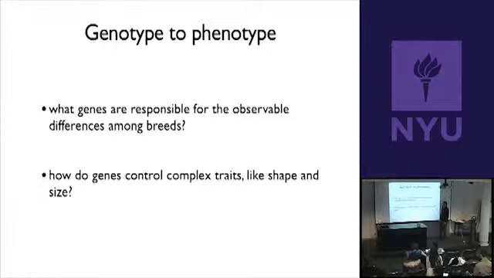We can ask what genes are responsible for the observed differences among breeds, and I'm going to show you a bunch of examples today of ones that have been worked out just over the last couple of years. And in general, how do genes control complex traits like the shape and size of an organism? And as is typical in biology, to understand these very complicated questions, we start with simple examples. And so the simple example I'm going to start with is this one.